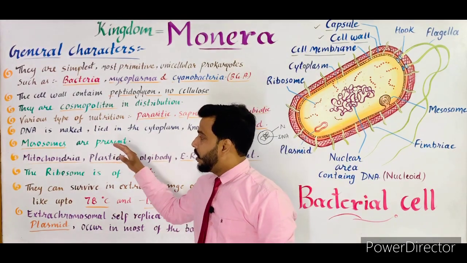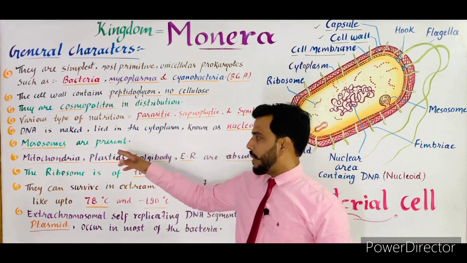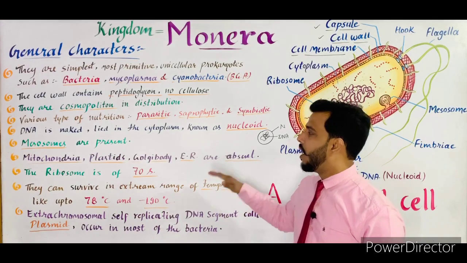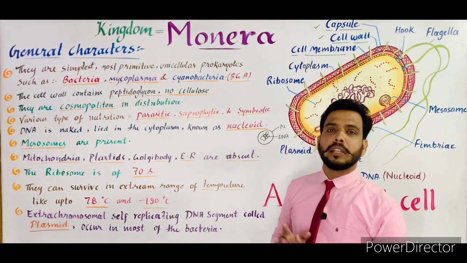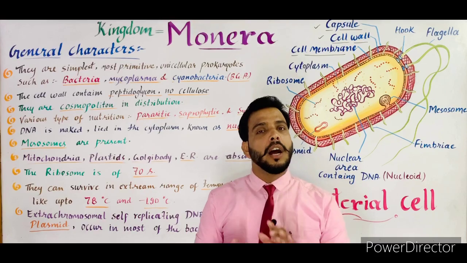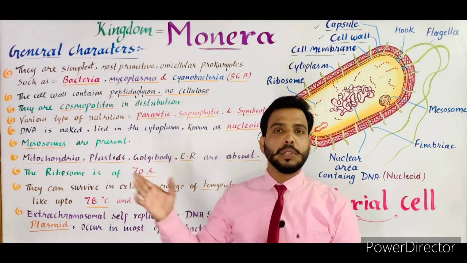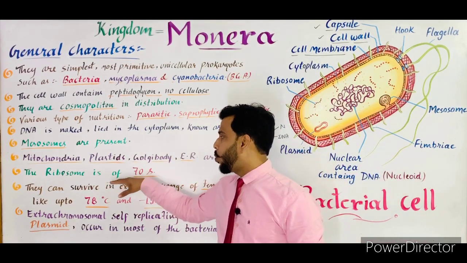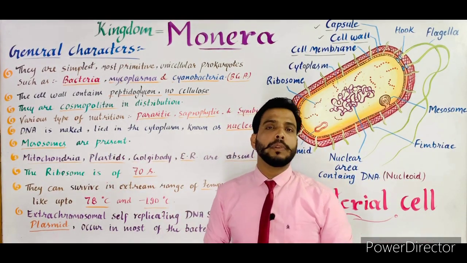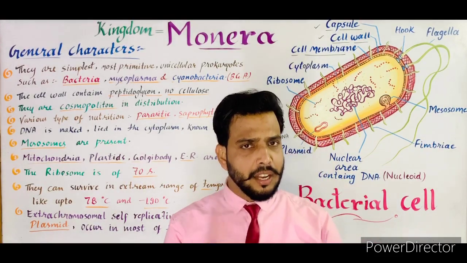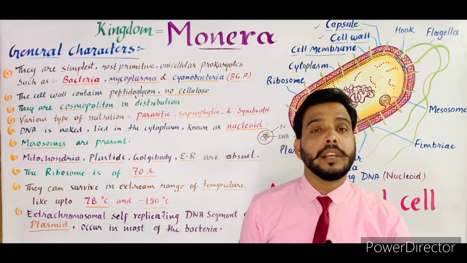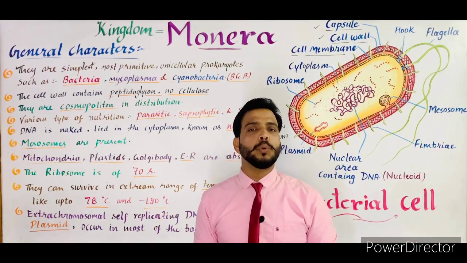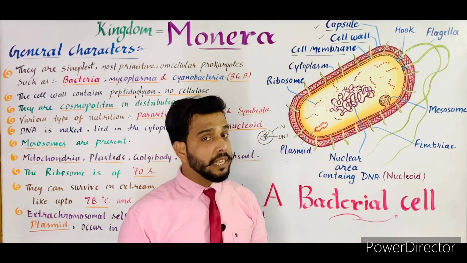Next point is, all the developed cell organelles such as mitochondria, plastids, Golgi bodies, endoplasmic reticulum are absent. All these developed cell organelles which are present in the eukaryotic cells are totally absent in the members of Monera. The next point is the ribosome is of 70S. Ribosome is the smallest organelle of a cell and it is of two types, the 70S ribosomes and the 80S. So in prokaryotic cells, the ribosomes present are 70S ribosomes.